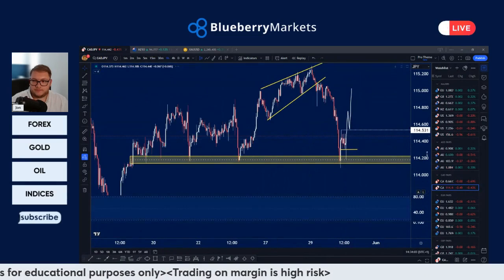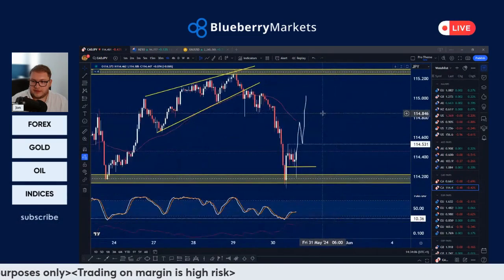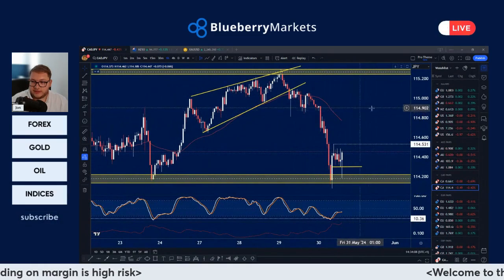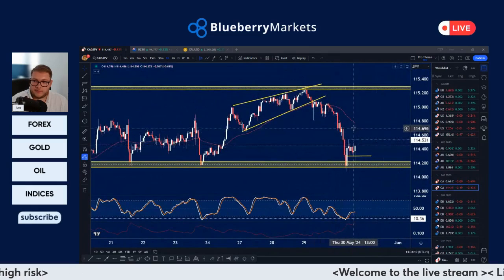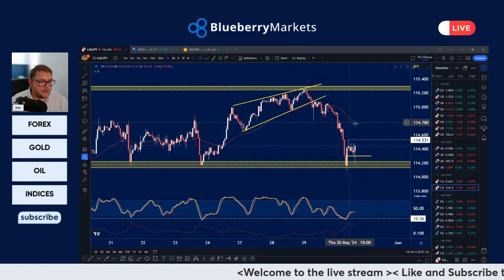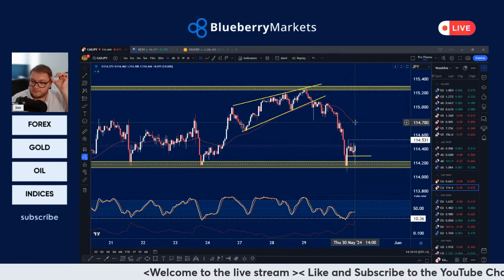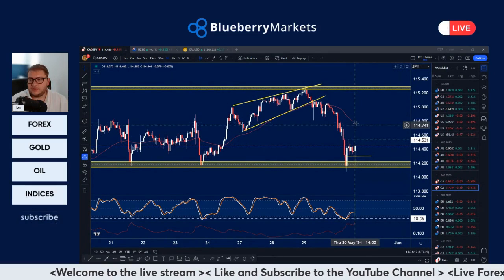So let me know if you understood that. Let me know if that made sense. Let me know your feelings around CAD yen as well. I also like the fact that we're away from the 50 MA. So maybe a bit of a mean reversion trade up to that point as well. Could be something to look for.